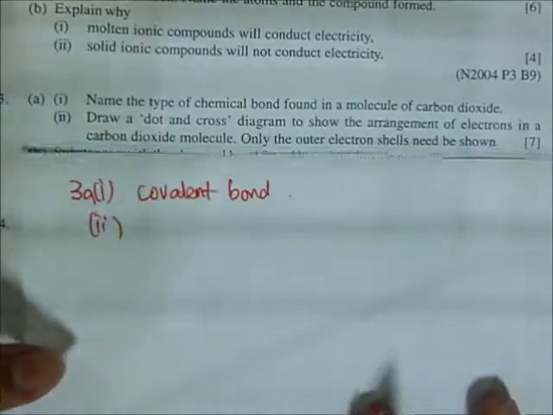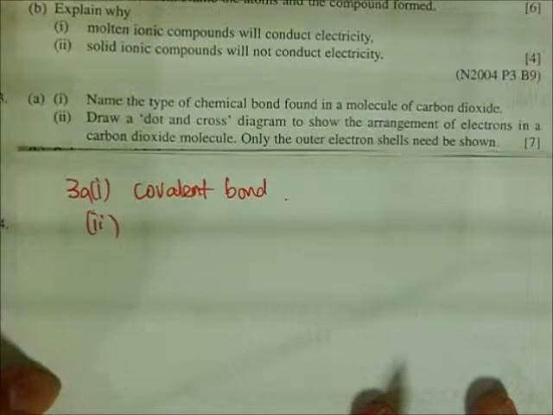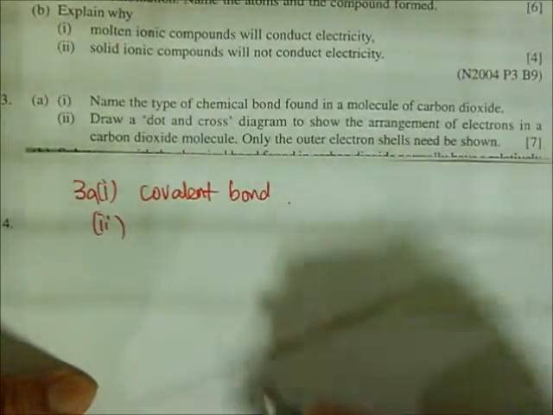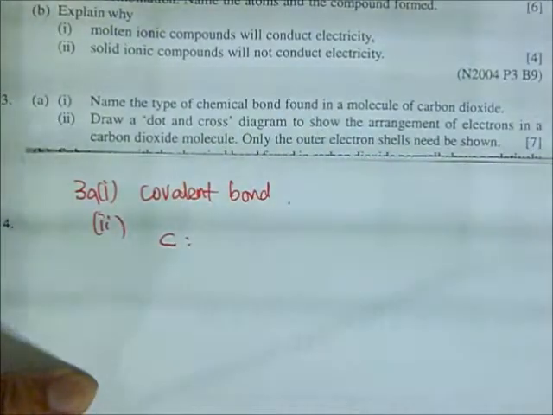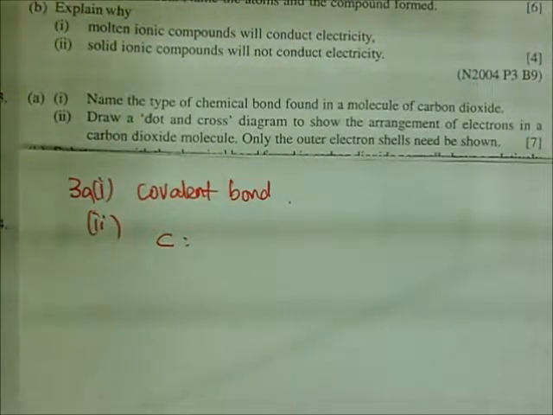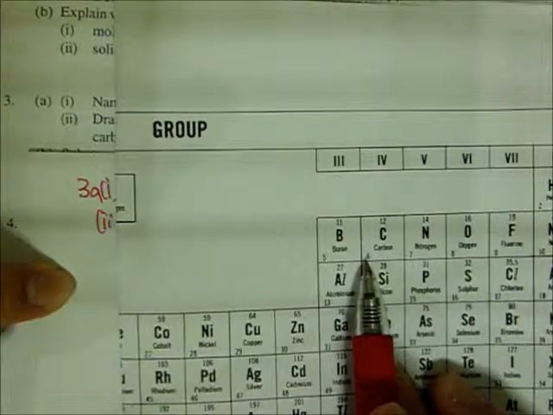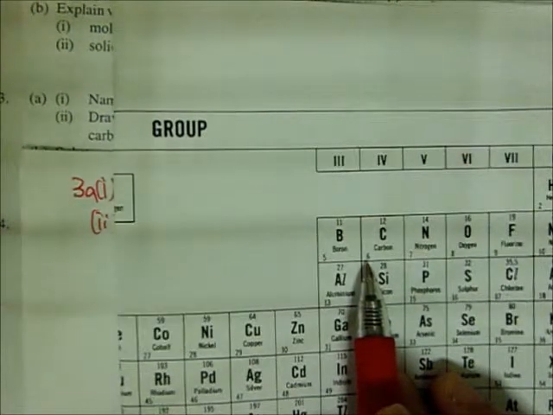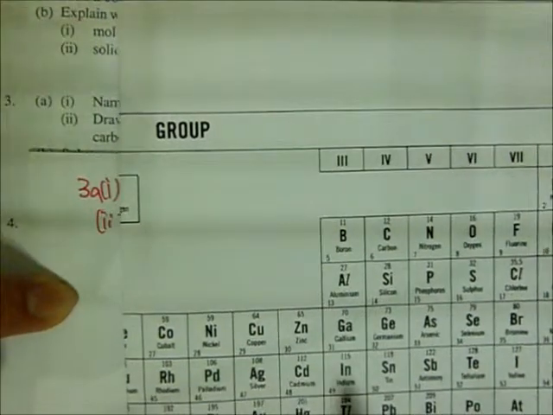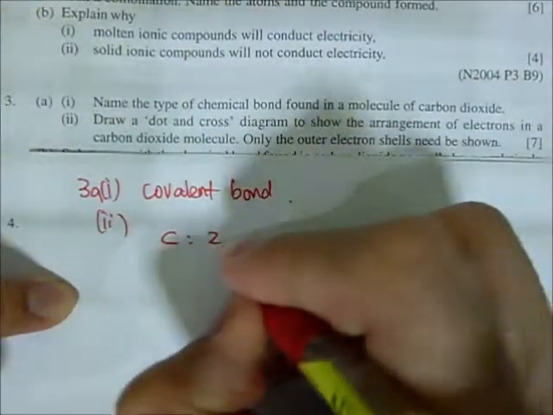Now for 2, draw a dot and cross diagram to show the arrangement of electrons in a carbon dioxide molecule. Only the outer electron shells need to be shown. Carbon dioxide is CO2. There is one C and two O. Now carbon atom, what is the electronic configuration? Carbon's atomic number is 6, so 6 protons, and in an atom the number of protons is the same as the number of electrons, so carbon has 6 electrons. The electronic configuration is 2 4.